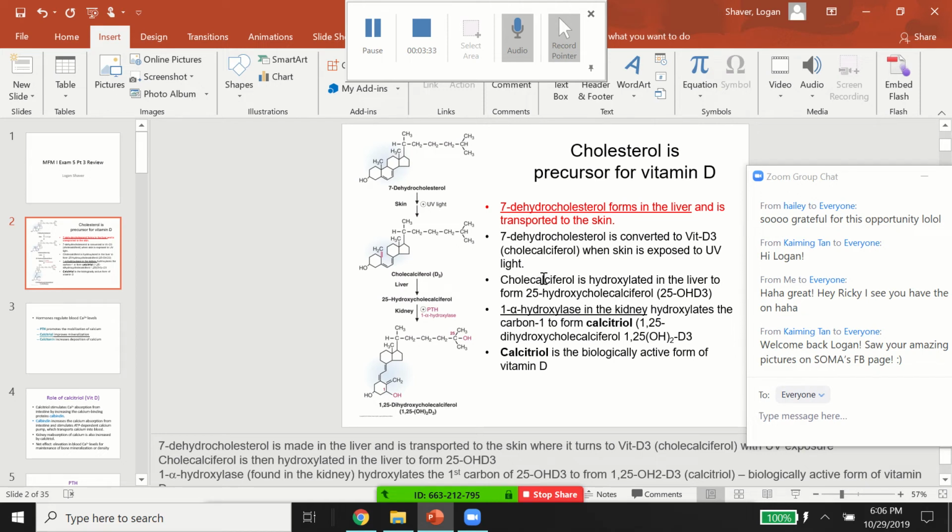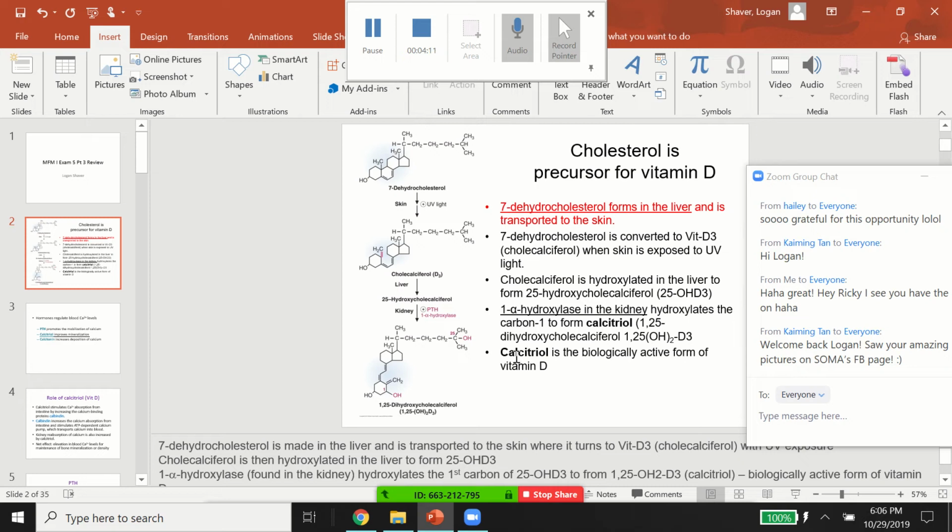Now, however, it's not done all of the way. It's not an active form of vitamin D just yet. What it has to do is be hydroxylated in the liver. So it goes from the liver to the skin, and that UV light converts it to cholecalciferol. Then cholecalciferol goes back to the liver, and that forms what we call 25-hydroxycholecalciferol. That is still inactive, so it doesn't become fully active until it goes to the kidney, where it interacts with 1-alpha hydroxylase.